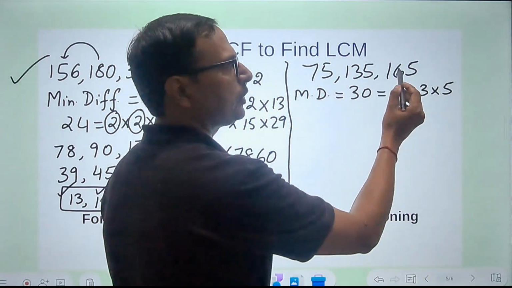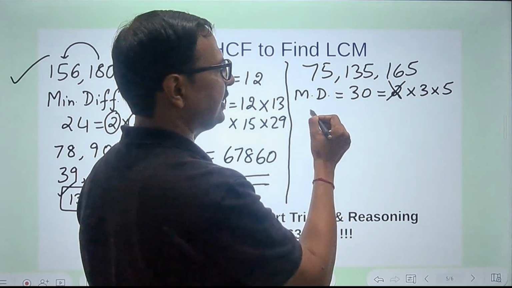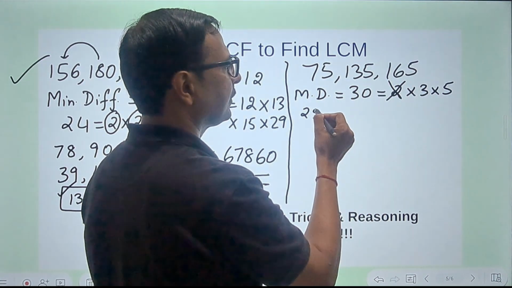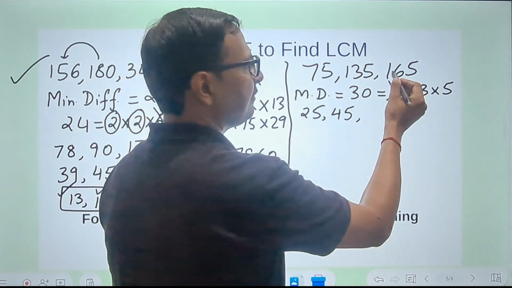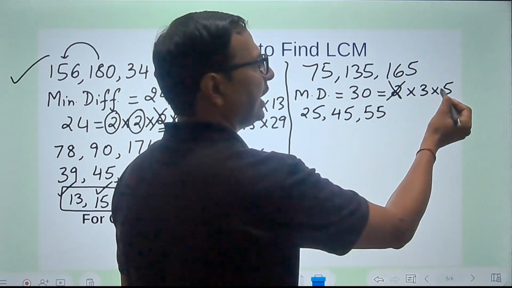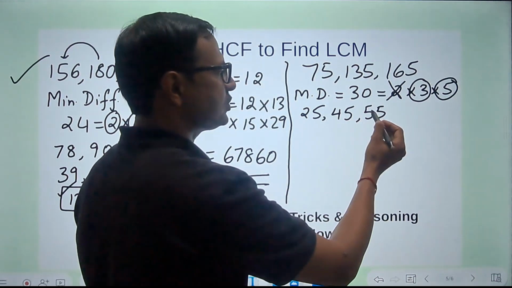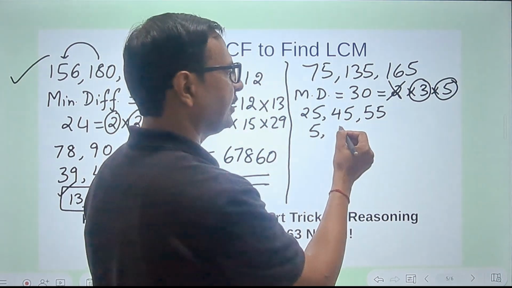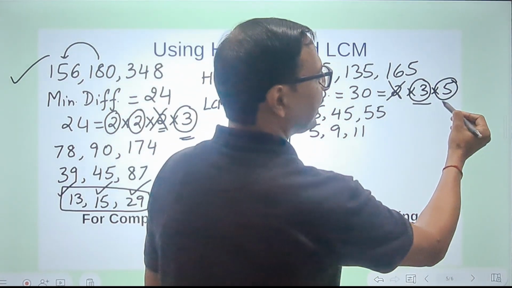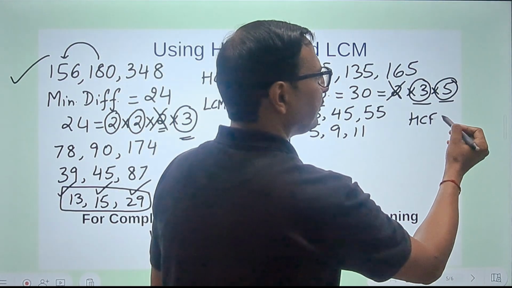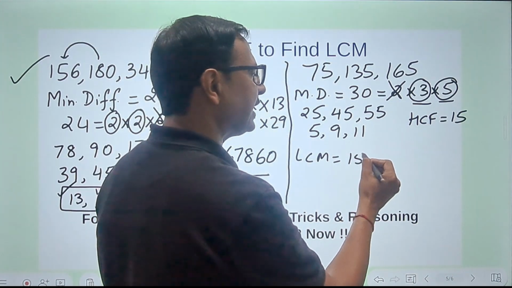Now the 2 is not going to divide these 3. The 3 is going to divide 75, giving me 25. And then 3 is going to divide this, 3 4s are 12, and this, 3 5s are 15, right? And so 3 is put in a circle. 5, yes, it divides all 3, so gets me a 5, 9 and an 11, right? So what is the highest common factor? It is 3 into 5, 15, and therefore the LCM will be 15 times what?